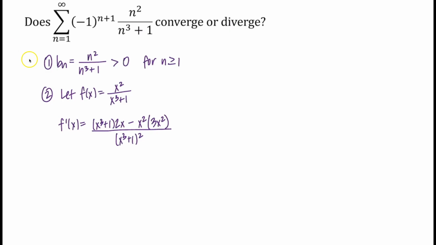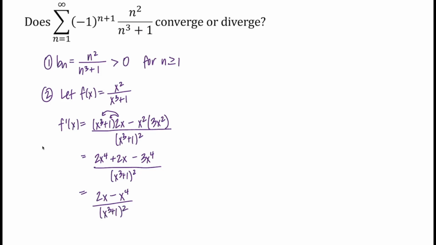However you learn the quotient rule, you heard me saying the little shortcut, low d high minus high d low over low squared. Or if you learned, bottom times derivative of the top minus top times derivative of the bottom over the bottom squared. However you learned it, this was the quotient rule. And then we will distribute in the 2x. So we have 2x to the fourth plus 2x minus 3x to the fourth all over x cubed plus 1 squared. Combining like terms, I have 2x minus x to the fourth over x cubed plus 1 squared.